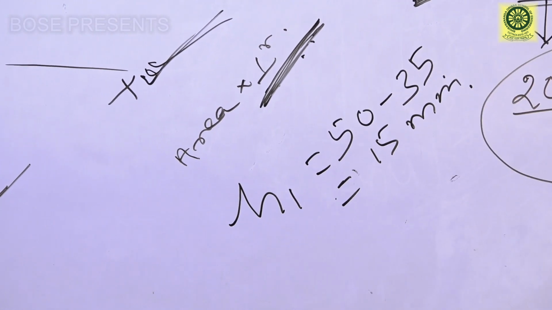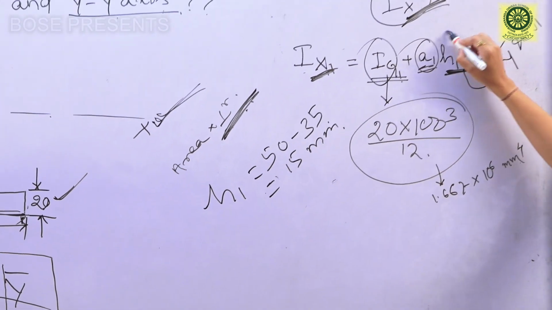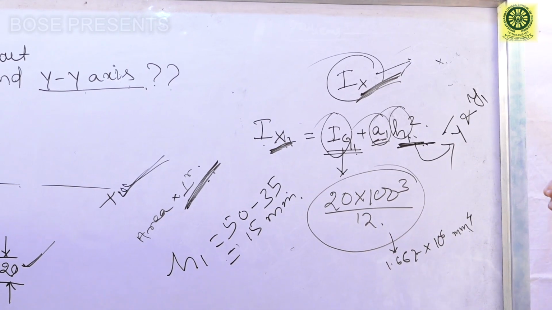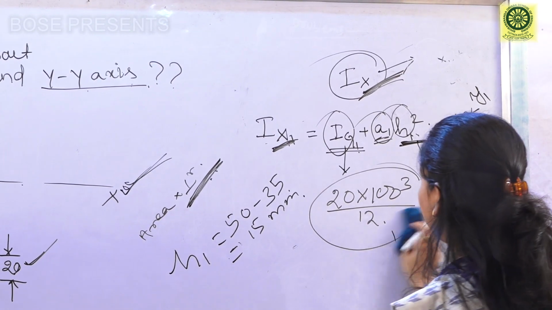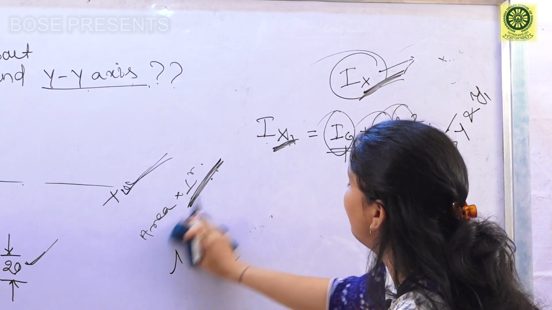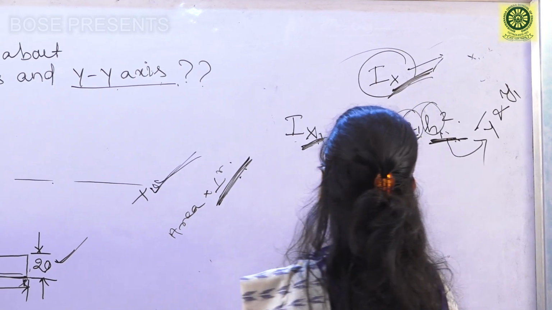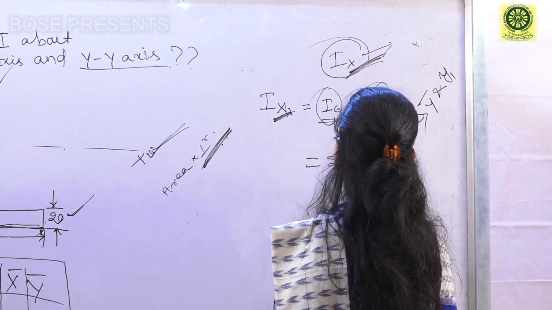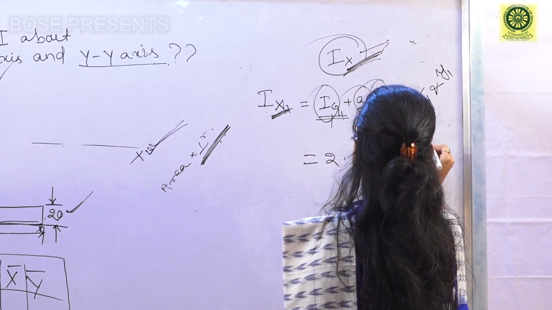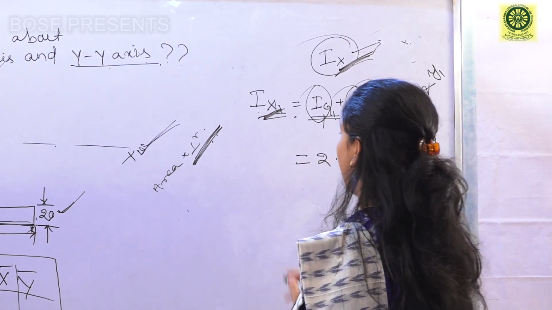So now we have the value of Ig1, the value of A1 and H1. Now put all these values in the equation for Ix1 so that we can get its value. After putting all these values, Ix1 will be equal to 2.117 into 10 to the power 6 mm4. Okay, so we got the value of Ix1.